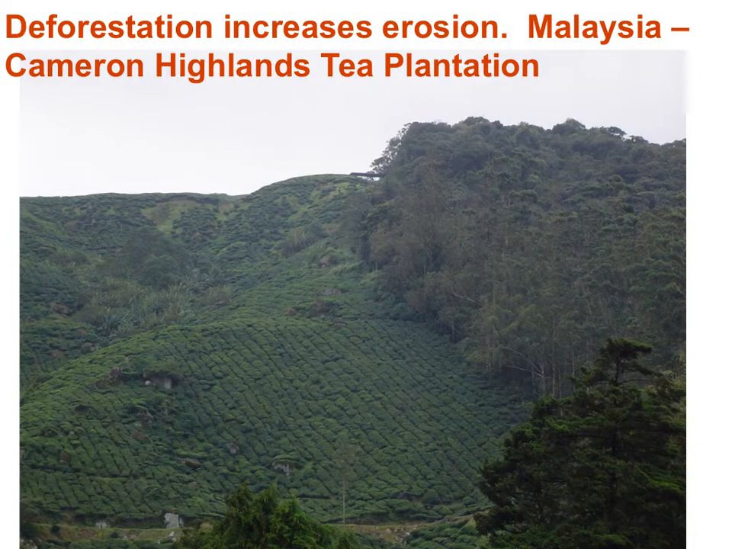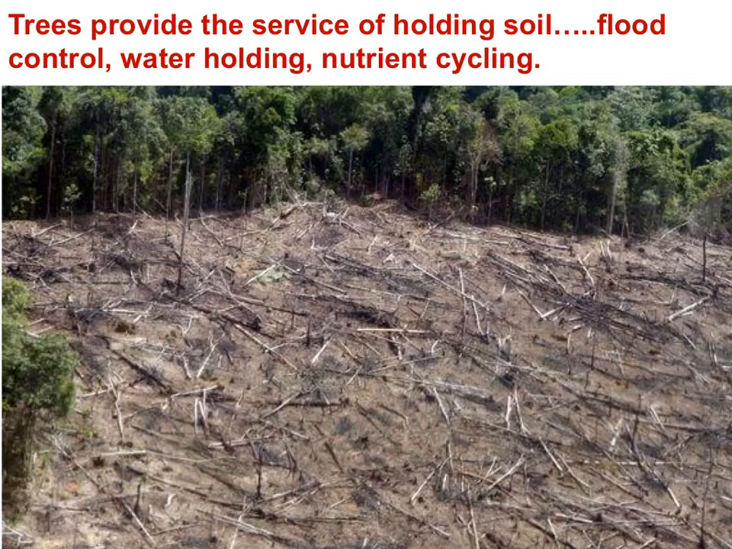This is a photo that I took in the Cameron Highlands of Malaysia. Notice the original forest here, and over here deforestation to make way for a tea plantation. You can imagine how the loss of trees in this area, as well as the agriculture, have degraded the soil. The intact system provided many ecological services that it can no longer provide once deforestation has occurred.